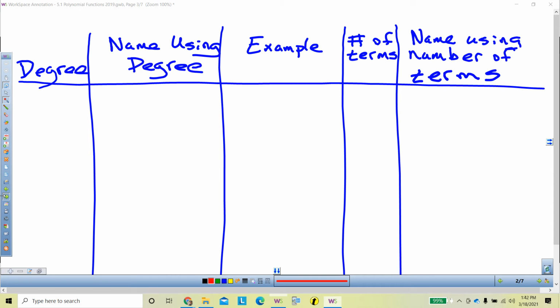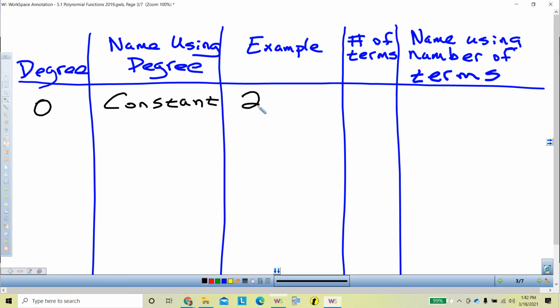Alright, so we're going to start with 0. Name using the degree is constant. So a degree of 0 is called a constant. So constant generally is just a number, right? No variable, just a number.